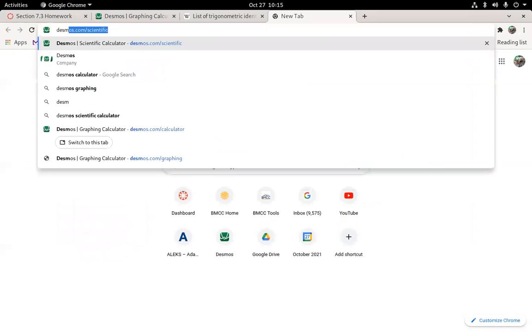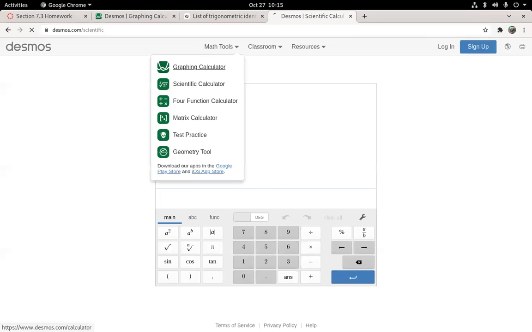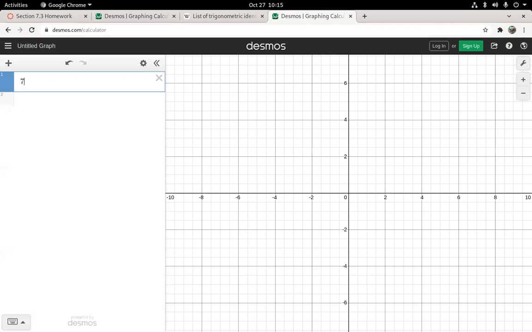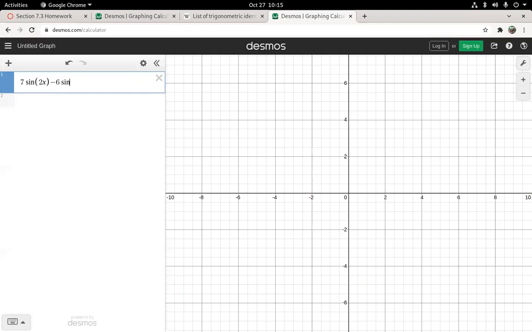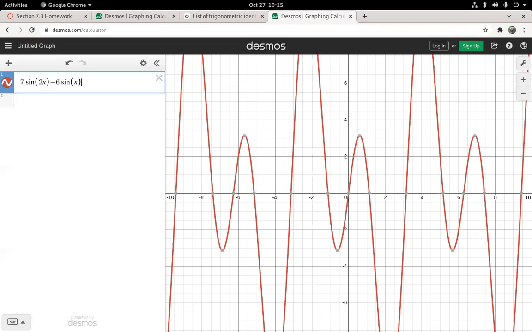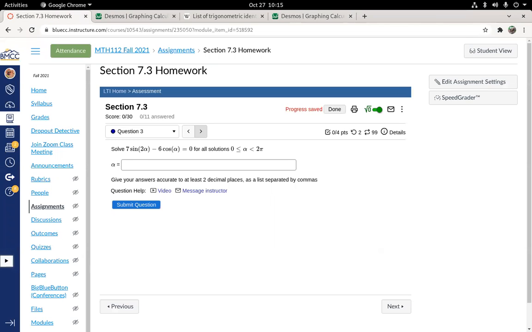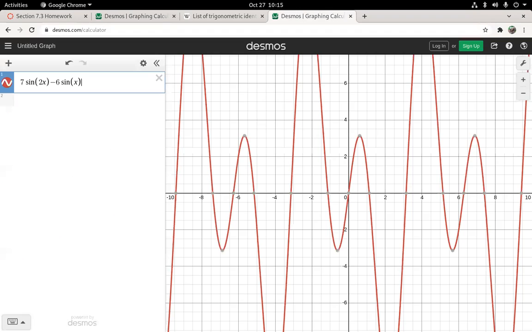Let's bring up Desmos again. Oops, wrong one. This one. All right, so we have 7 sine of 2x minus 6 sine of x. Double check. Yep, and we want to know, when is it 0? What are its roots between 0 and 2 pi? So that's 2 pi right there. So we've got 0. We found that one. 1.182. Let's see, which one was that one? We have 1, 2, 3, 4 solutions before 2 pi. So we thought the solutions were 0, obviously. No. Did we get 0?